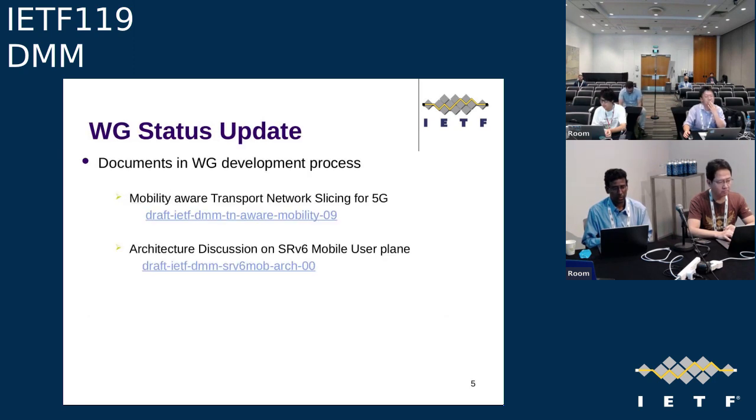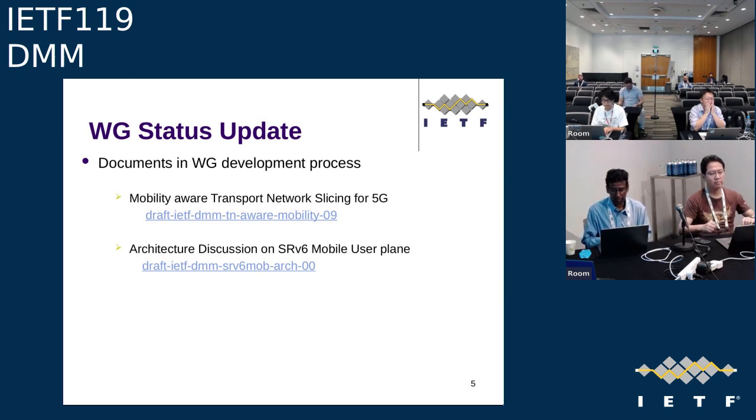Okay, so a quick update on the working group status. Mainly there are two key documents in the working group development process which were recently adopted. One is the mobility aware transport network slicing for 5G. This focuses on the interworking between the transport plane and the mobility plane with respect to semantics. The other one is architecture discussion on SRv6 mobile user plane.